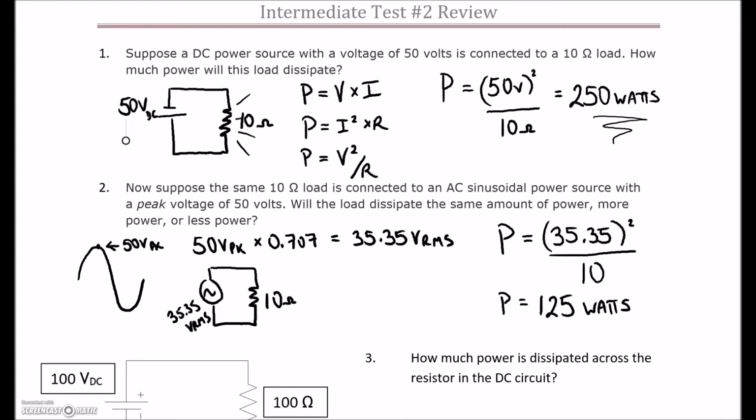Okay, so the peak voltage and the RMS are not the same, and we can see that the peak voltage does not give us the DC equivalent. It's going to be the RMS that gives us the DC equivalent, right? Because here we have 50 volts peak giving us only 125 watts, whereas 50 volts DC gave us double that value at 250 watts. Okay, I hope you're following here.